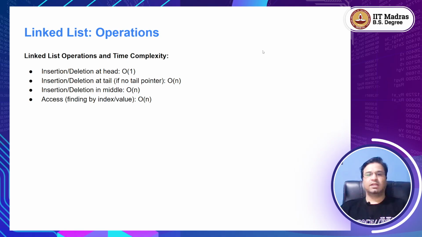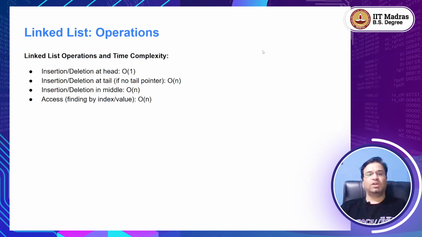Insertion and deletion in the middle or at the tail. For these operations, you first need to find the node before the insertion or deletion point. Since finding a node is a big O(n) operation, inserting or deleting anywhere also becomes a big O(n) operation, unless you have a pointer to the tail. Then inserting at the tail can be big O(1).